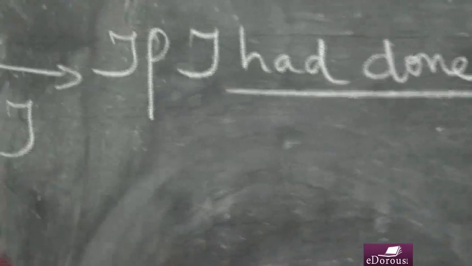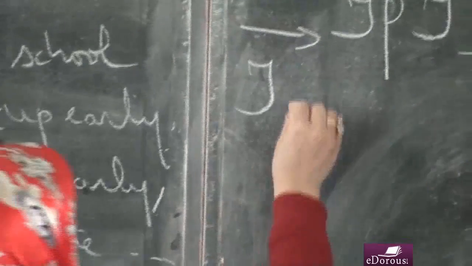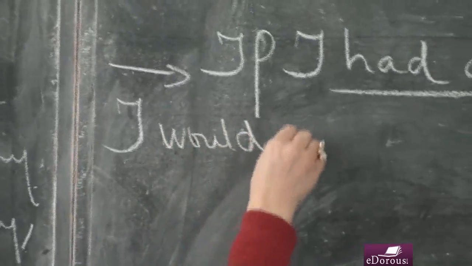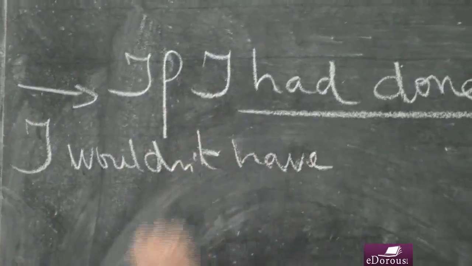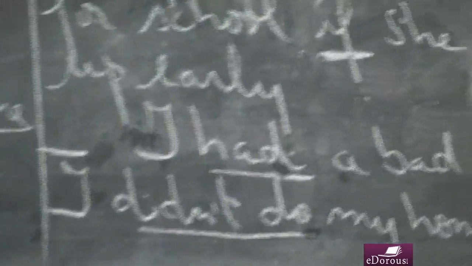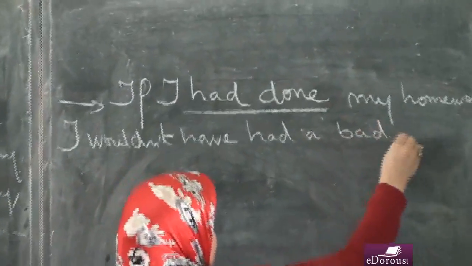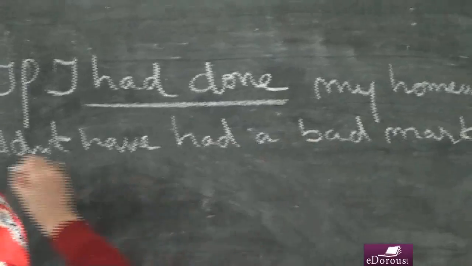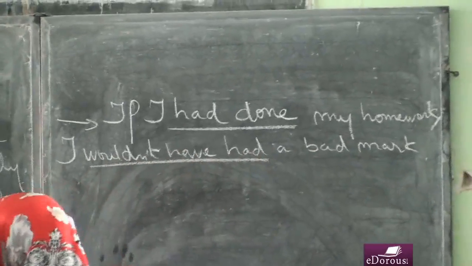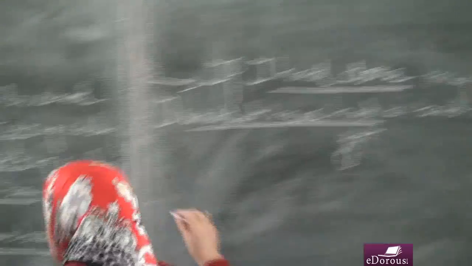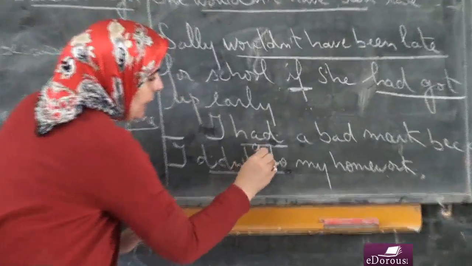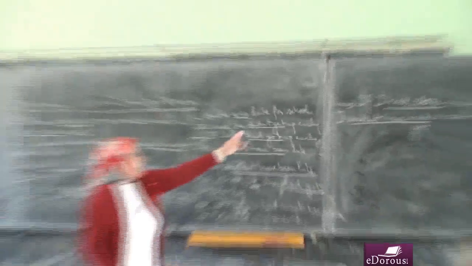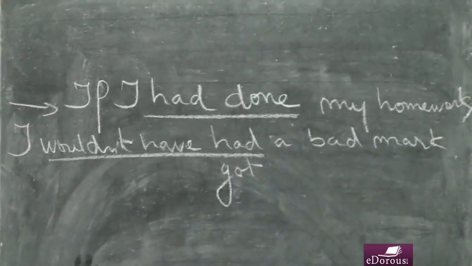Yes, I had. Yes, I wouldn't have. I wouldn't have had a bad mark. You can also say, I wouldn't have got. If you have here, for example, I got a bad mark, I wouldn't have had a bad mark. If I had done my homework, I wouldn't have had a bad mark. I wouldn't have got a bad mark.